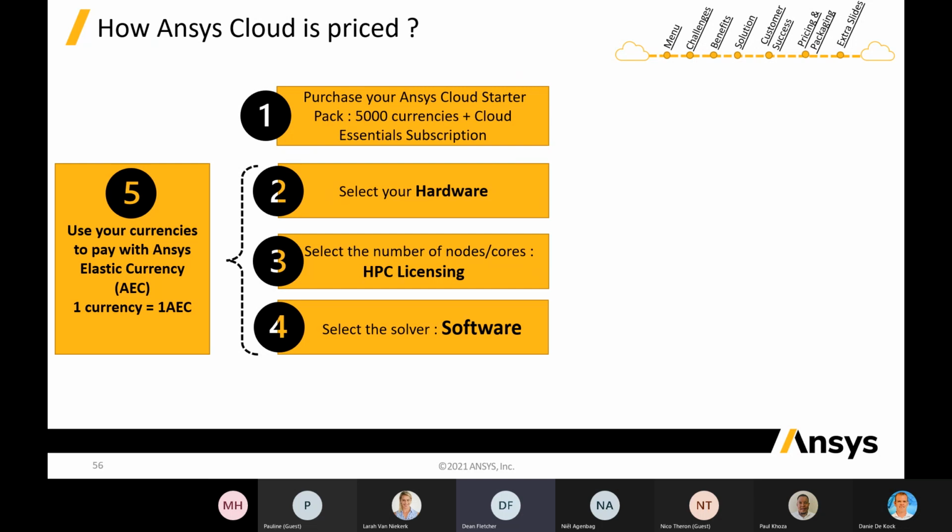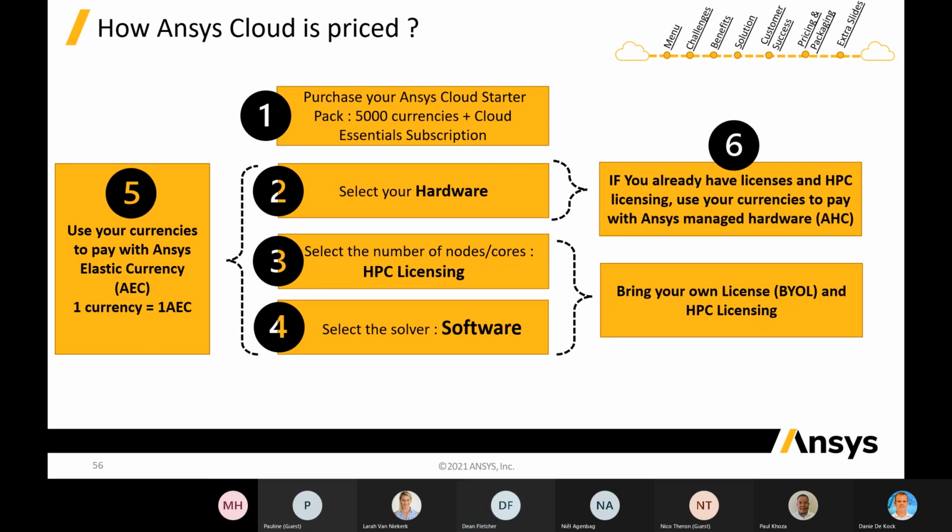I appreciate that's a lot of information to consume and process, but I promise you, when you spend 5 or 10 minutes looking at this in more detail, it's pretty easy to understand. I give you 5,000 tokens. You can spend those tokens however you want, right? Oh, here you go. 6 describes it all perfectly. If you already have licenses and HPC licensing, use your currencies to plug the gap.